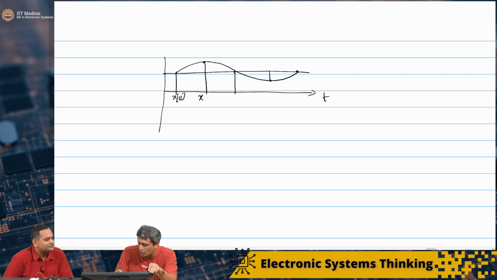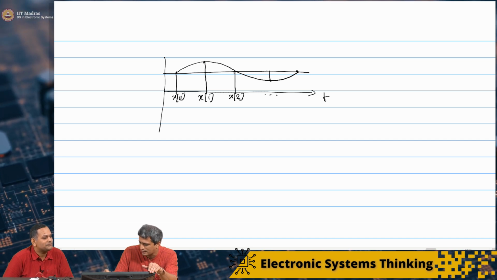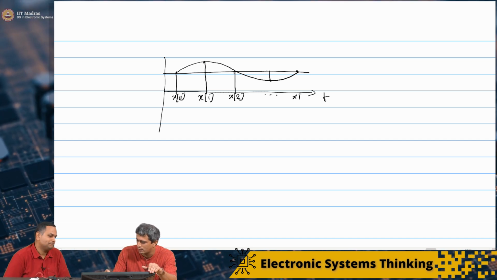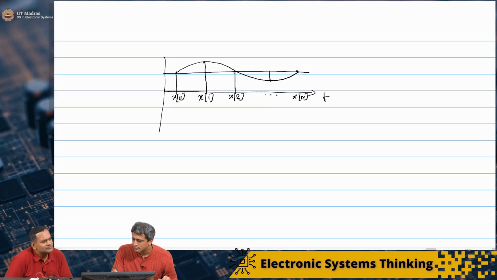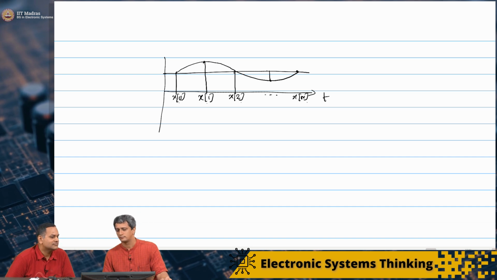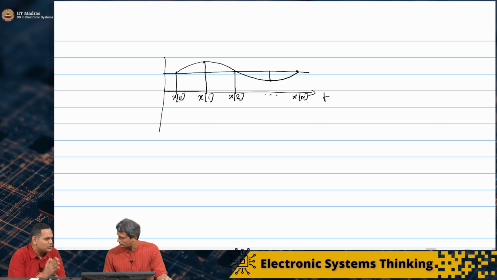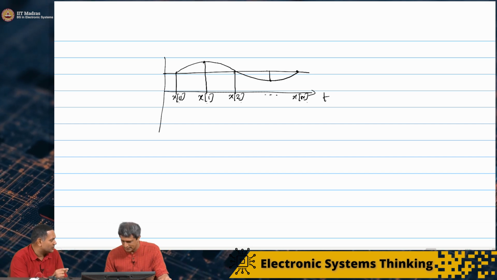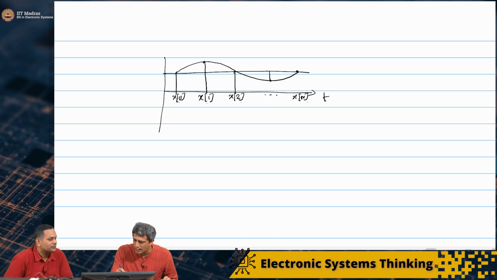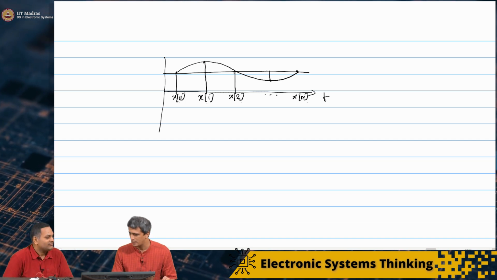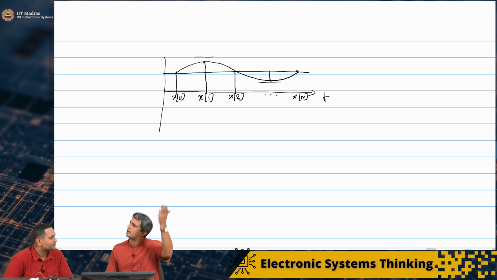So anyway, you've got x of 0, x of 1, x of 2, like that, up to x of n. Now, what are these numbers? Those are the samples representing the actual value of the voltage of that signal at that time. And if you look at the nature of this analog signal, it is bounded, let's say, between above and below, and it can take any value.